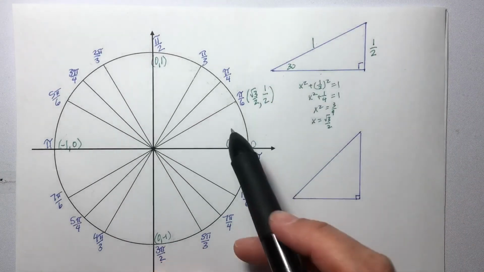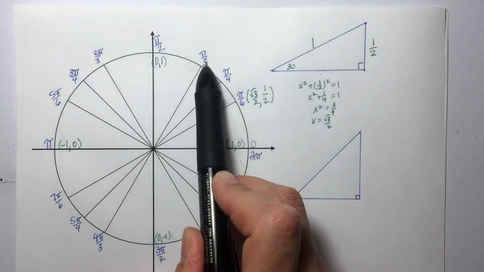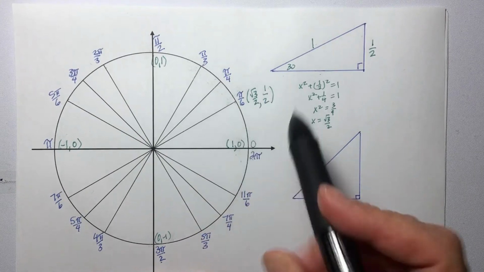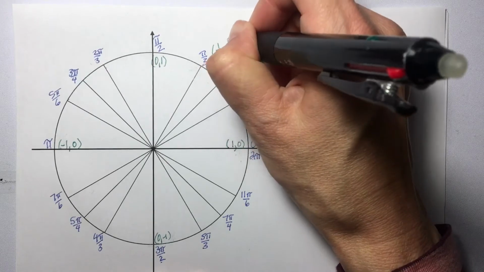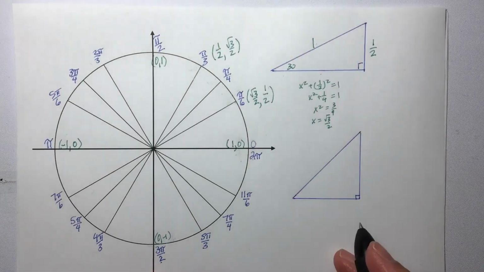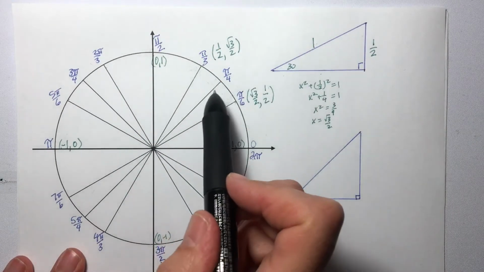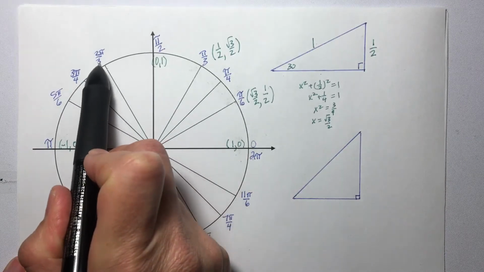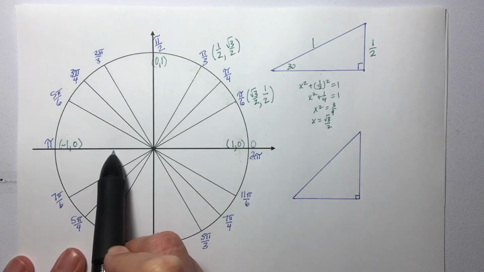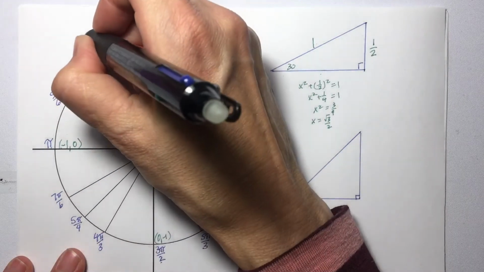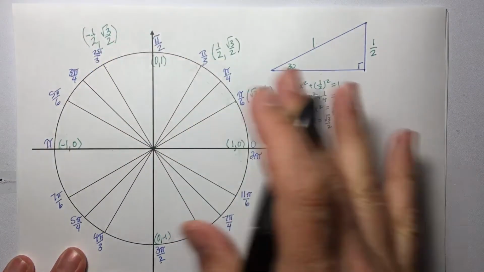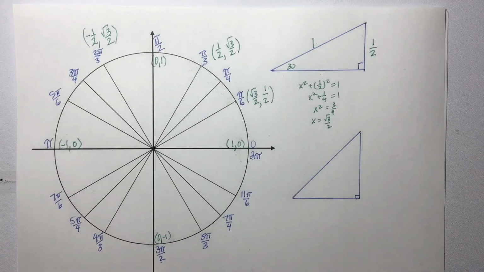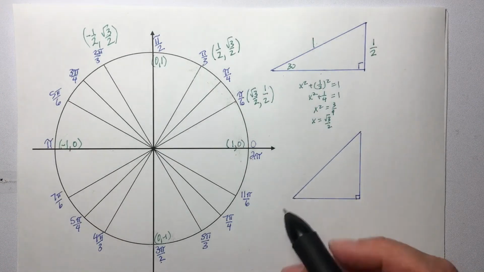It follows that pi over 3, 60 degrees, are the same coordinates, but switched. It also follows that you can take advantage of the symmetries. So like 2 pi over 3 is going to be -1/2 and positive √3 over 2. And you could go the whole way around. I'm not going to do that, but it's straightforward.